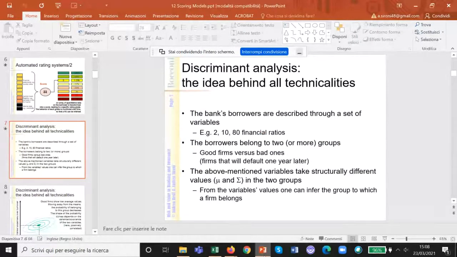Now, having said that, which is more general for every kind of scoring model, let's try now to understand how one specific credit scoring model, which is very common out there, discriminant analysis, actually works, okay?